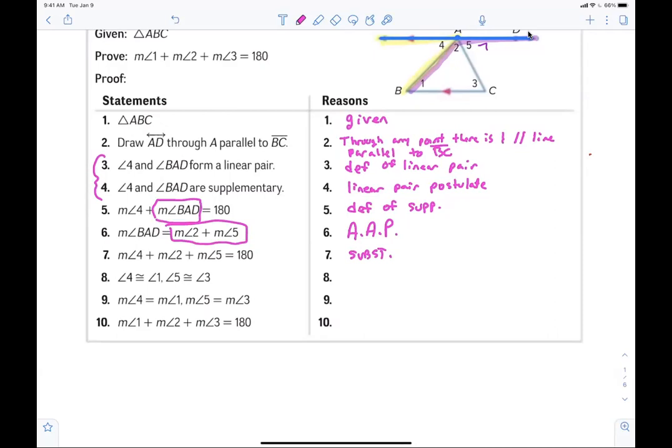And then what about step 8, someone? Why is angle 4 congruent to angle 1 and angle 5 congruent to angle 3? Alternate interior angles are congruent. Of course, that's a theorem.